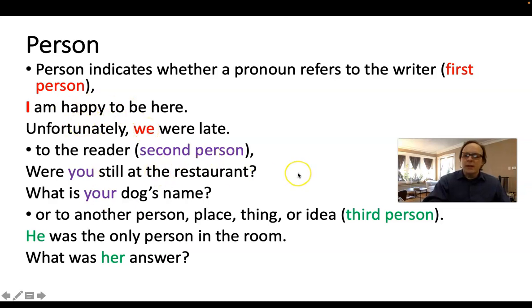Second person is kind of odd because you're addressing the reader, saying, "Do you like this paper? Do you understand what I'm saying?" So it's a little bit different. You don't use that a lot in academic writing. And then third person: "He was the person in the room." "What was her answer?" We're talking about this objective thing over here. So when you use one or the other in your paper, unless you have a really good reason, you probably want to stick to it as you go through a paper, either first person, second person, or third person. And of course, you'd want to keep your pronouns consistent.